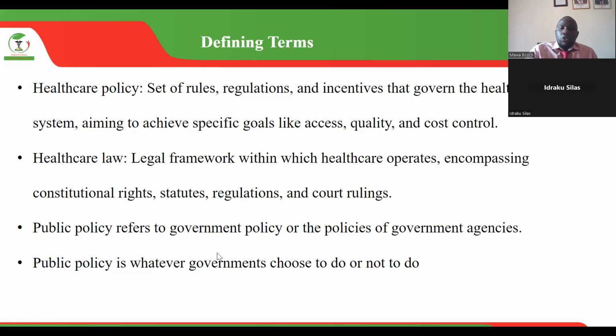So those are basically the terms. In our presentations, we shall be interchanging them. We can say public health policy, we can say health policy, we can say healthcare policy, but they basically refer to the same thing. The aim of this policy is to make sure that the population has better health outcomes. It's about protecting and promoting the health of the population. So these policies guard against any health threats that can occur to the public.